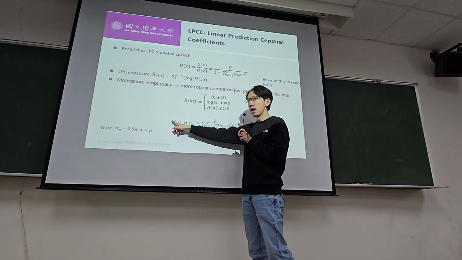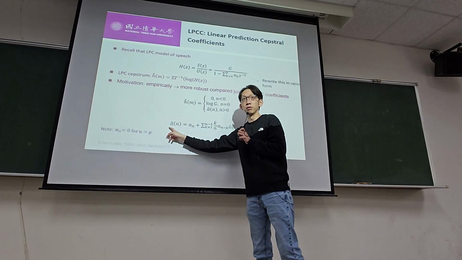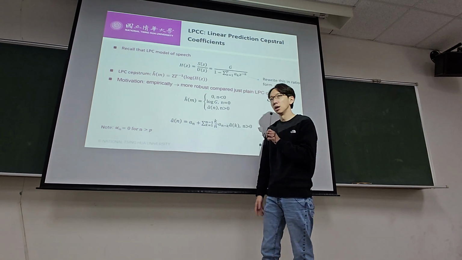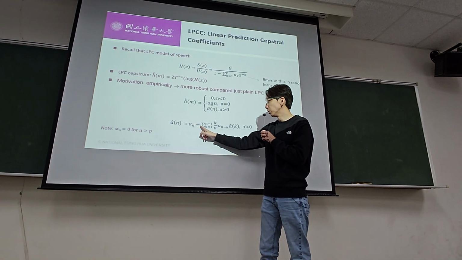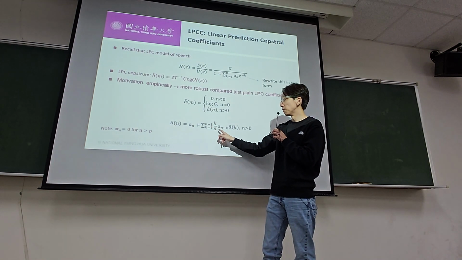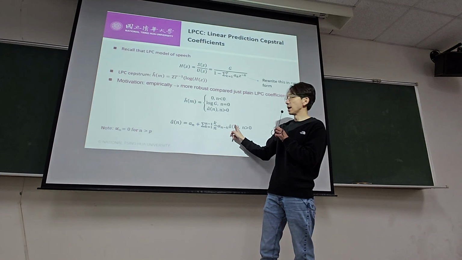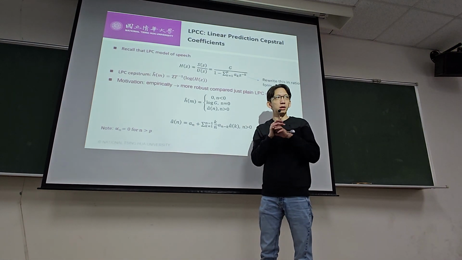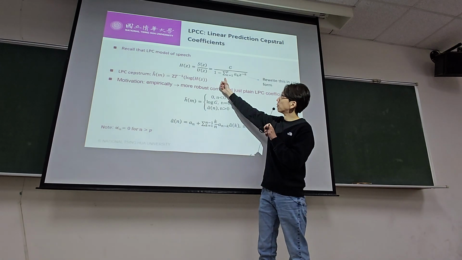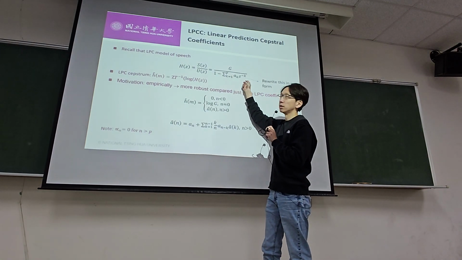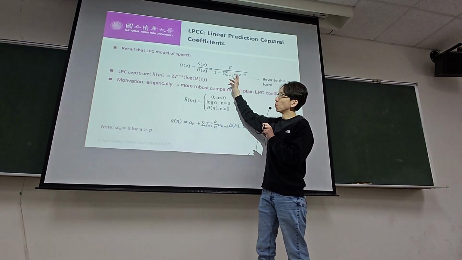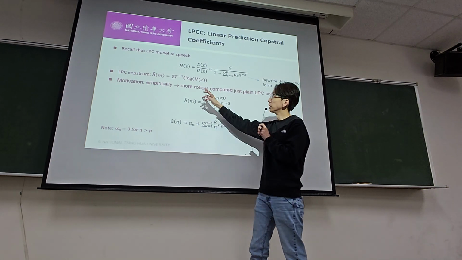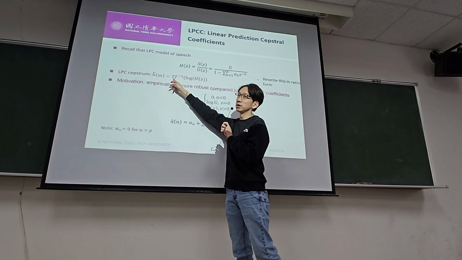So your A hat of n, the LPC coefficient output from the LPC model, equals A of n plus the sum over k from 1 to n minus 1 of k divided by n times A of n minus k times A hat of k. And just picture it in your mind: the linear prediction model, basically you're deriving this, rewriting it in product form. Now we want to find the cepstrum coefficient. Essentially, it's just the log of this version, taking the inverse Z transform.